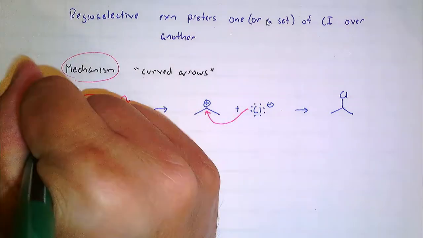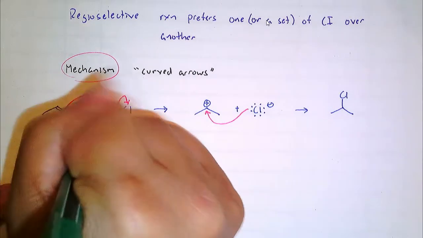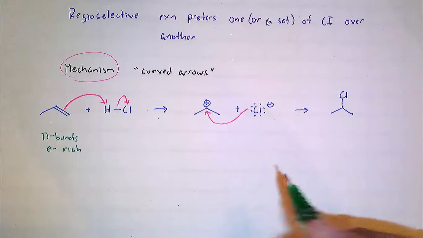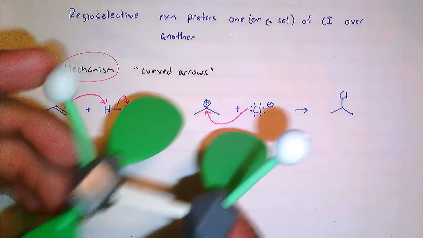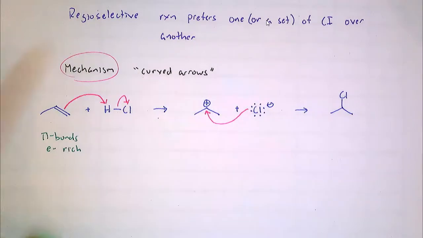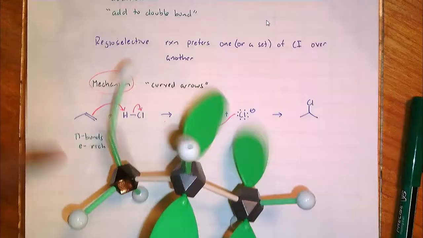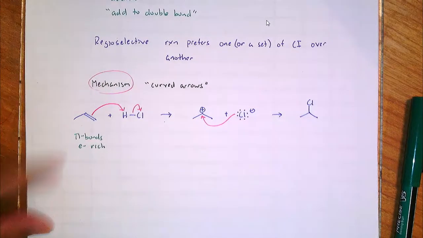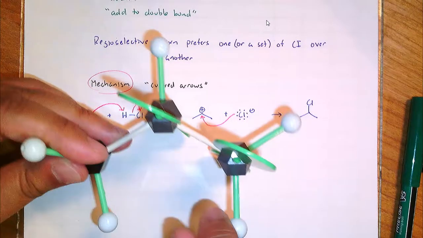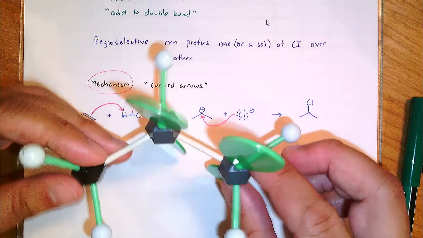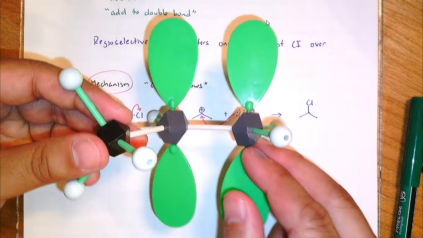Pi bonds are considered electron rich. Okay, if you think about the geometry of a pi bond, I have a pi bond right here. Oh, this model might actually be propene. So I don't have the 2 blue curved arrows, because instead of that, I'm showing the p orbitals, and you know that a p orbital makes a pi bond.